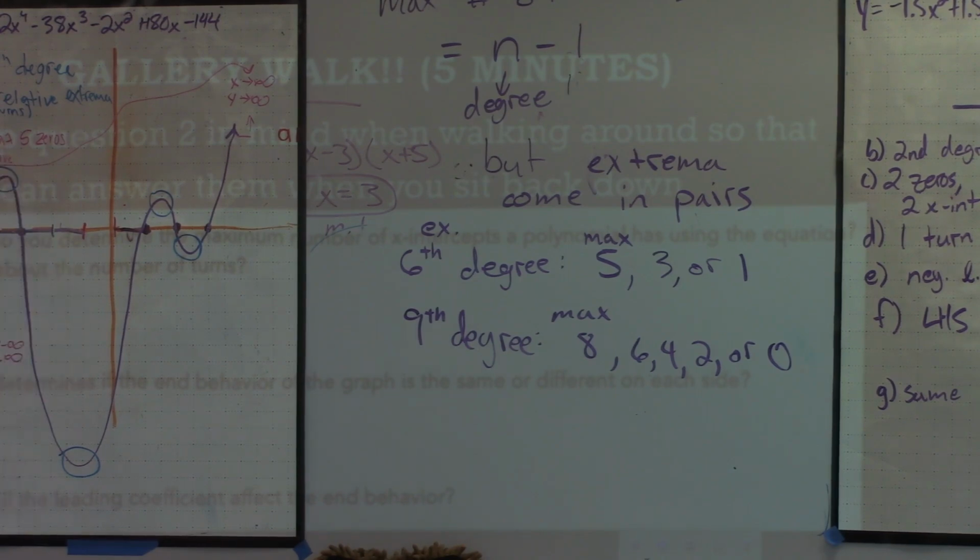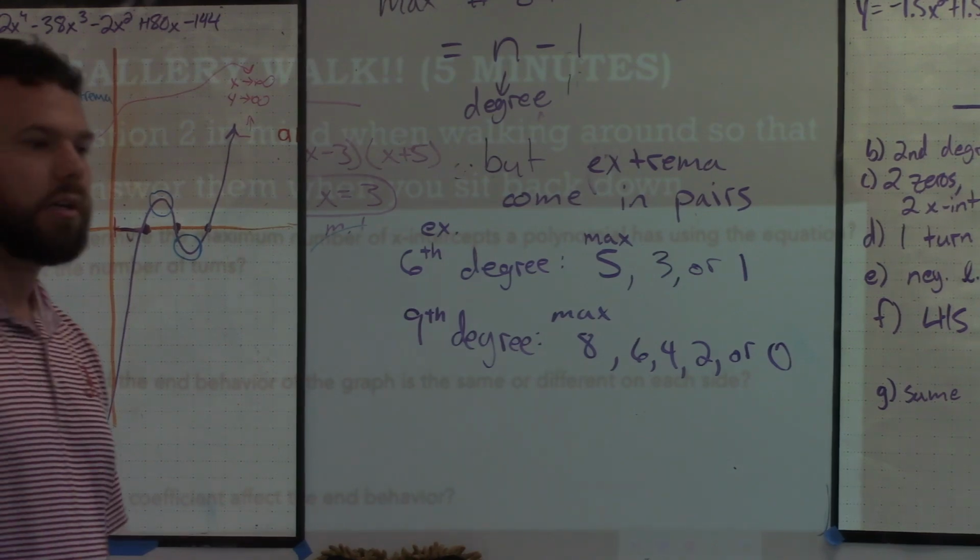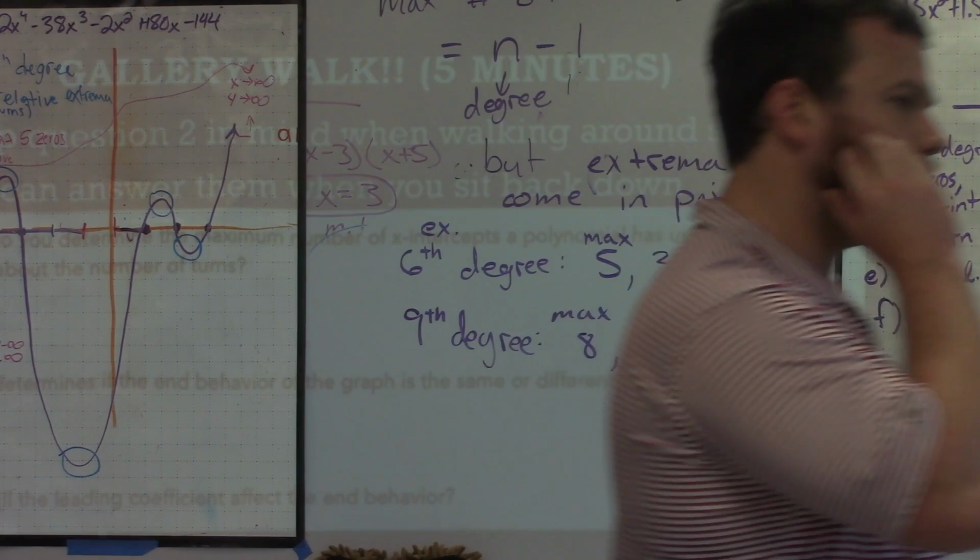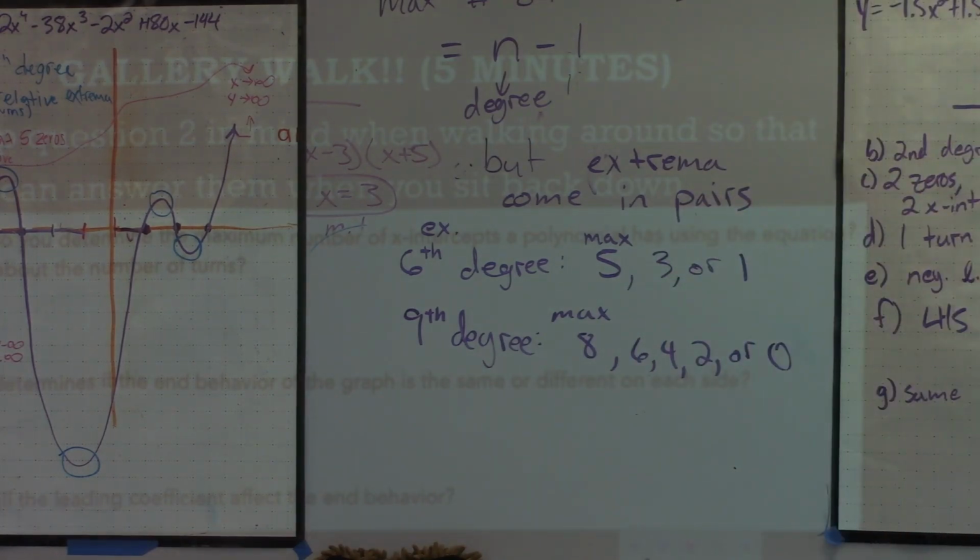I need you to write that down. Big idea, super important on 2A. That's still 2A. Hey, bro, get over. All the stuff in purple, the maximum number of turns is degree minus 1, but extrema come in pairs. That's something we should already know because we're engaging in the conversation.